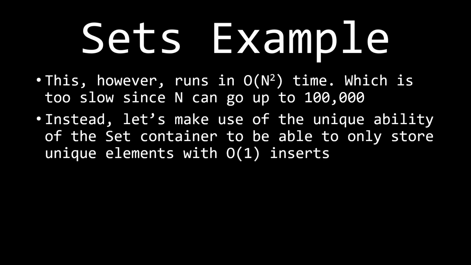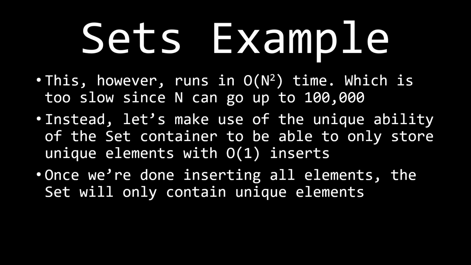Now, instead, let's make use of the unique ability of the set container to be able to only store unique elements with O(1) inserts, right? So we're going to insert an element. It takes O(1) time. But if we've already seen that element, it's not going to be added to the container. It's going to remain there, and no updates are going to change the set container. And so once we're done inserting all the elements, the set will only contain unique elements. All right, so let's code it up.